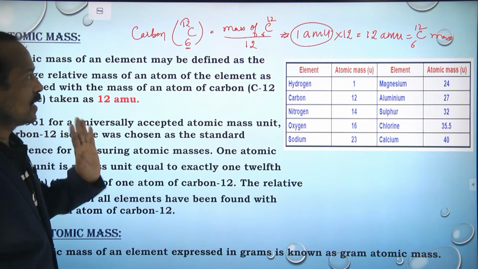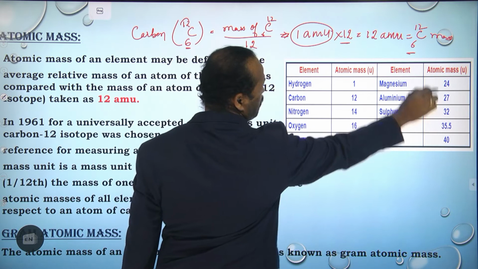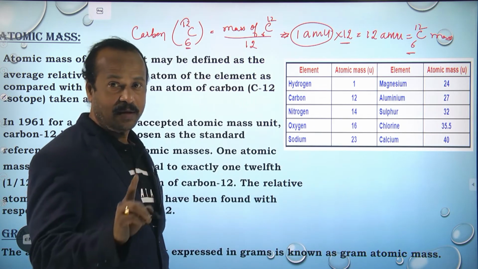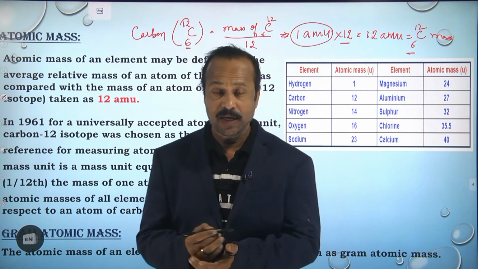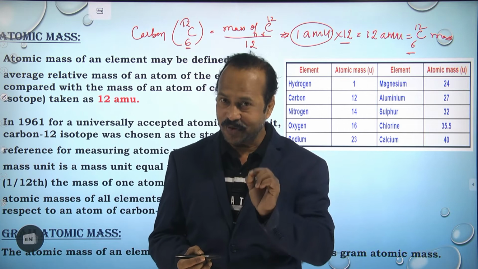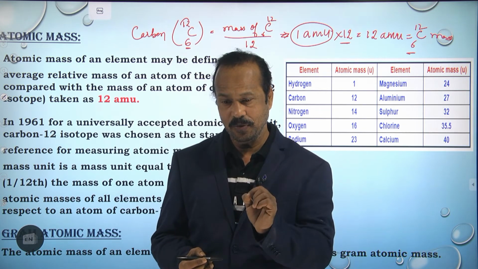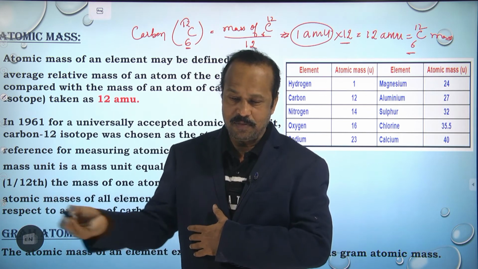Mass of one carbon atom. So 1 AMU, if you multiply again with 12, you will get the mass of one carbon atom. Meaning one carbon atom's mass is divided into 12 equal parts. Each part's mass is taken as a reference, 1 AMU. And this 1 AMU multiplied with 12, you will get the carbon mass only, yes or no?